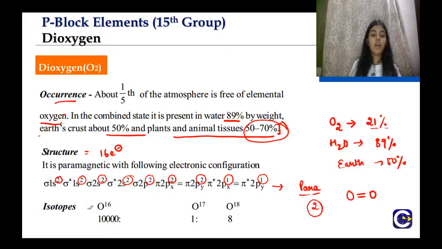Isotopes, if you consider, O16, O17, O18. The maximum amount of oxygen is present in O16, while for 17 and 18, if you see, the ratio is 1:8.